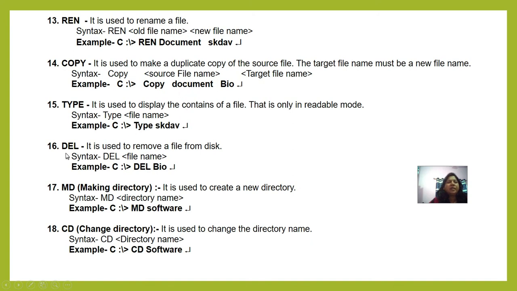Now the next command is del. It is used to remove a file from your disk. It means if I want to delete any file, how should I delete it? By the del command. So your syntax is del, then the file name, then press the enter key. For example, with the C prompt there, write down del bio, then enter.